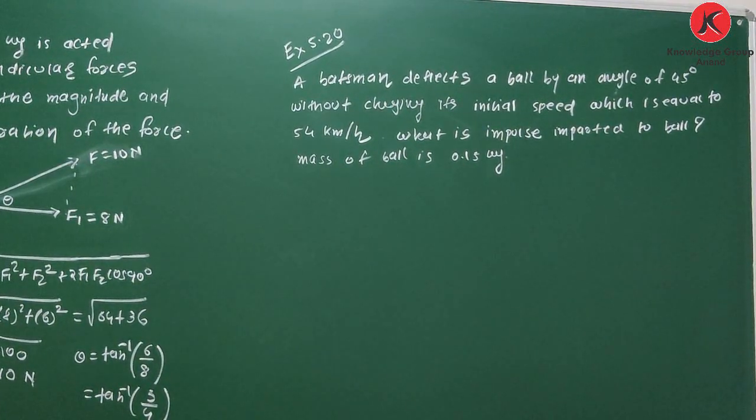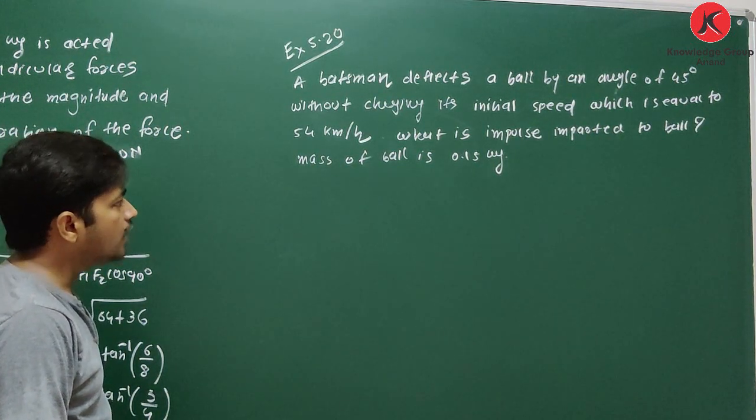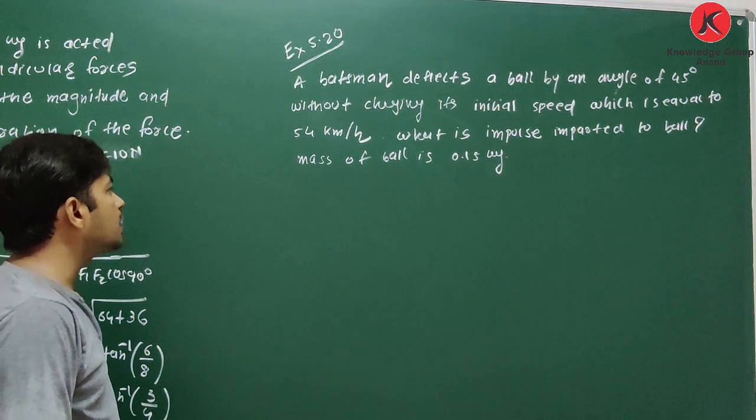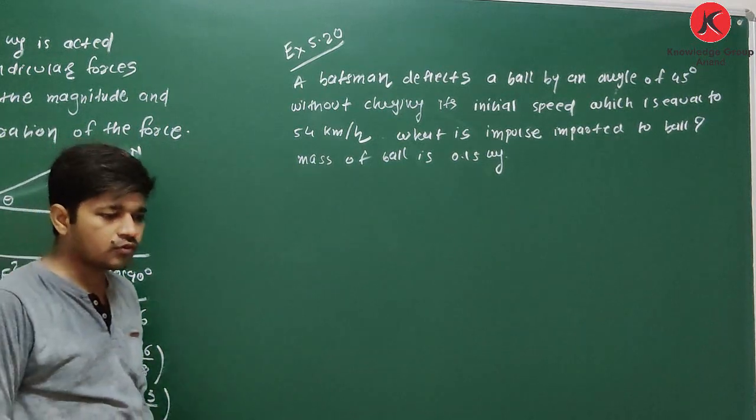A batsman deflects a ball by an angle of 45 degrees without changing its initial speed, which is equal to 54 km per hour. What is the impulse imparted to the ball? Mass of the ball is 0.15 kg. What is the question asking? What do you have to find?